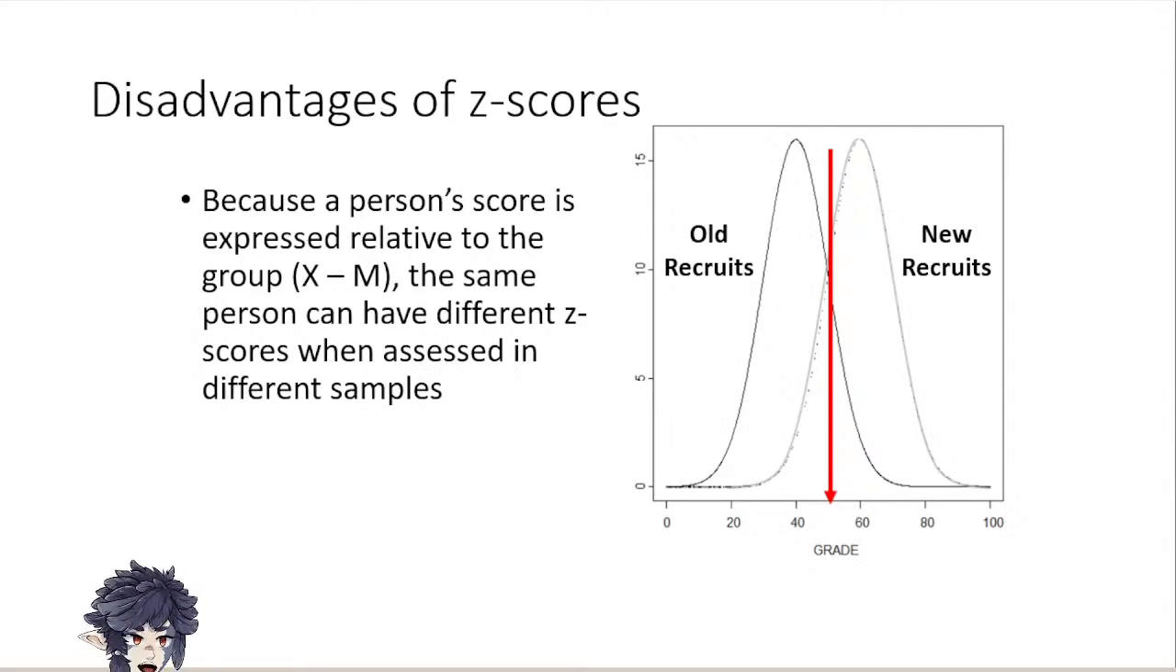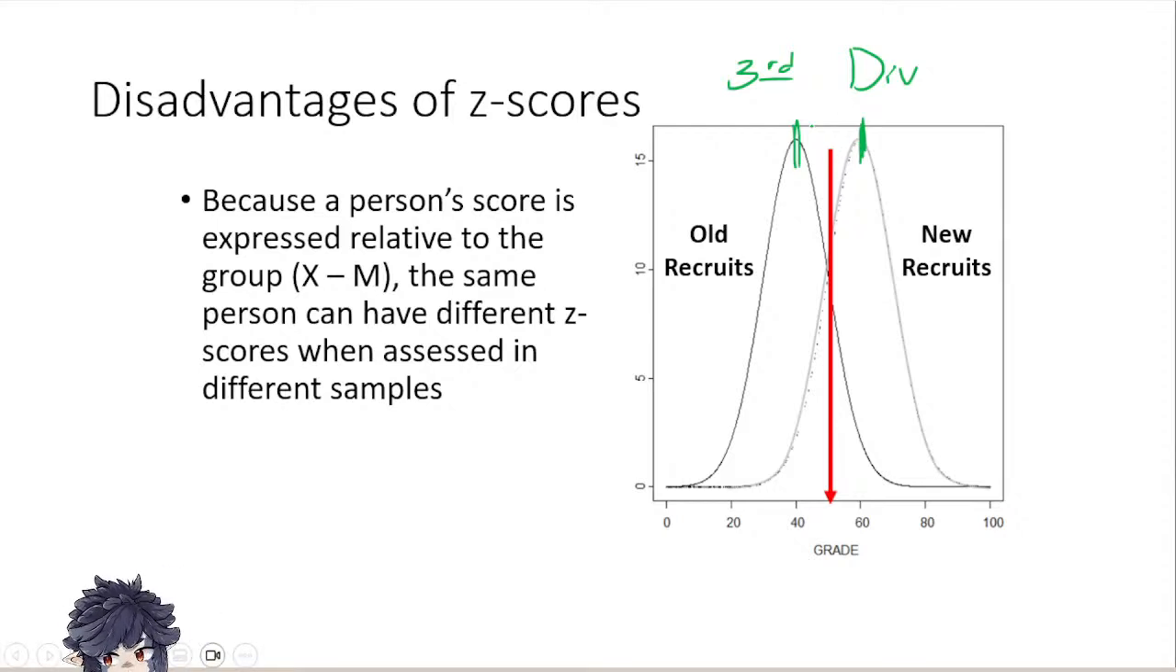For one, because you are comparing a person to some sort of reference group, the average other person in the squad, if you change the reference group, that person's z-score might change. So let's say I'm still in the 3rd division, comparing her to the 3rd division. But let's say the old recruits in the 3rd division are weaker and the new recruits are stronger. If I change the people that I'm comparing her to, her z-score might change even though we're still comparing her within the same division, and that can get a little confusing.